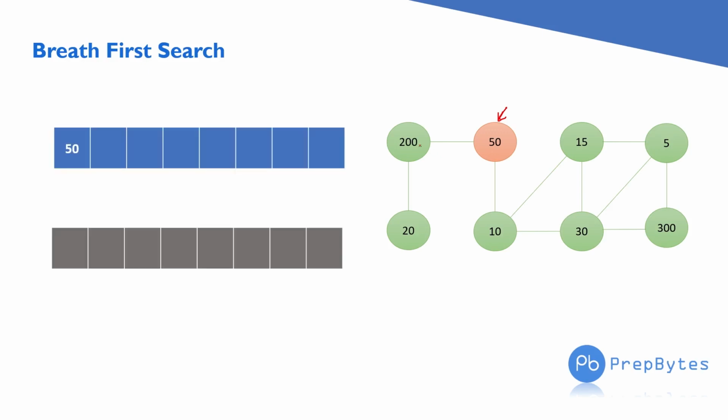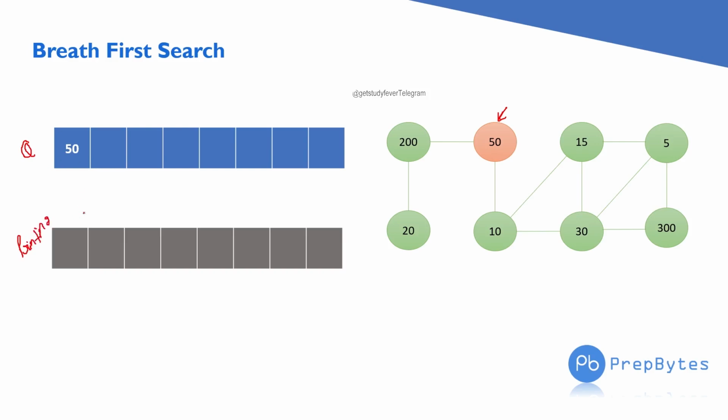Here 50 is visited, and there is a queue. Breadth first search uses a queue. First I was explaining only what visiting and exploring a node means, but now I am going inside, and this is what we will be printing.